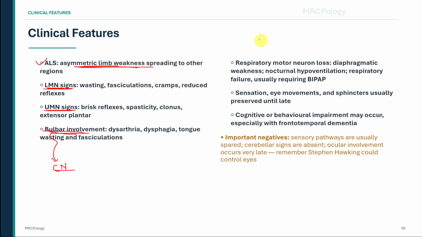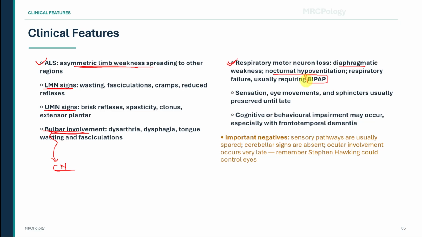Respiratory involvement occurs because the diaphragm and accessory respiratory muscles lose their motor supply. Early symptoms include orthopnea, disturbed sleep, morning headaches, vivid dreams, daytime sleepiness, and fatigue. These symptoms often reflect nocturnal hypoventilation and carbon dioxide retention. The key treatment is non-invasive ventilation, usually with bilevel positive airway pressure.